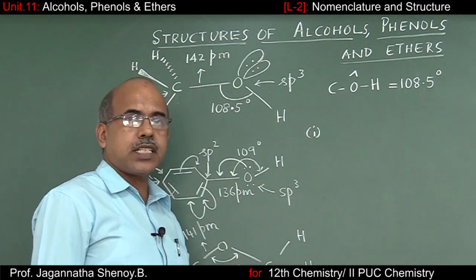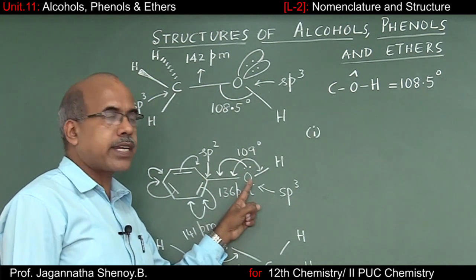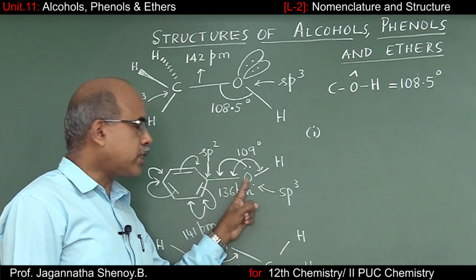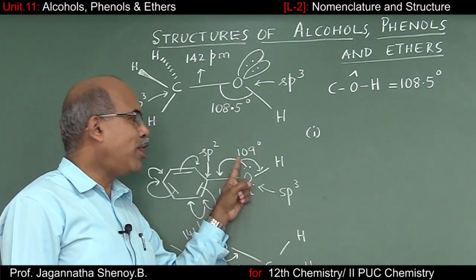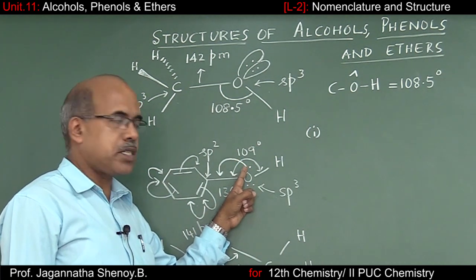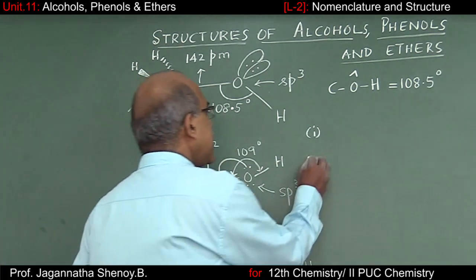So what is the first reason? The first reason is the partial double bond character of carbon-oxygen bond due to the conjugation of lone pair of electrons of oxygen with the benzene ring. What is the second reason you can write?